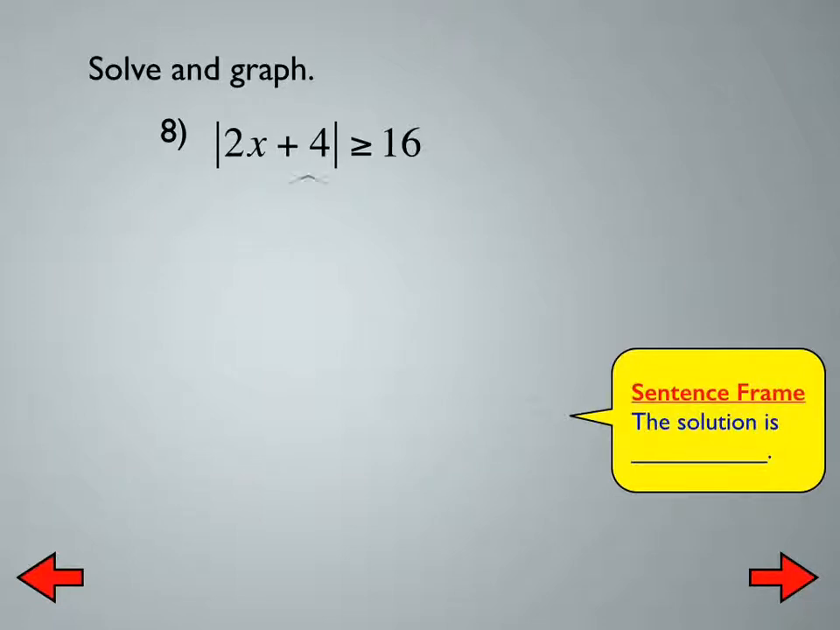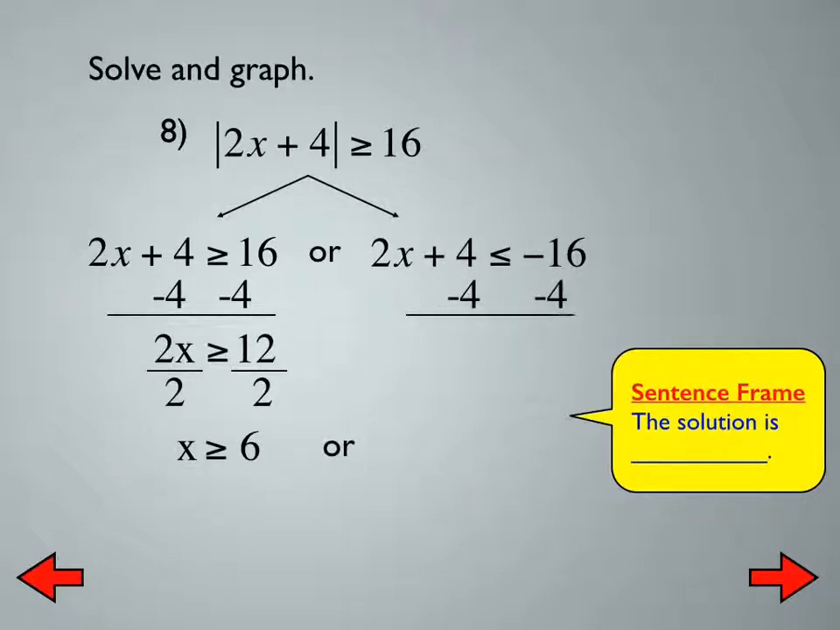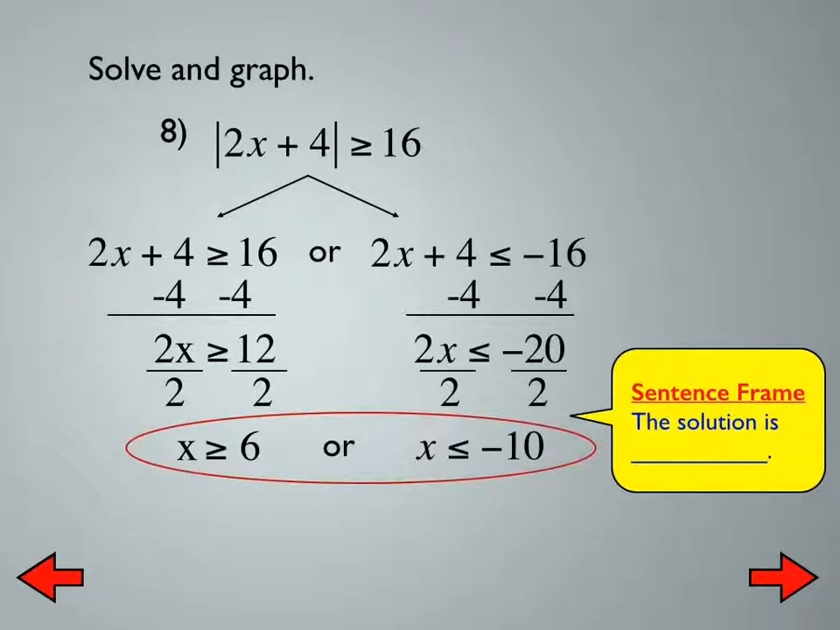In this one, we need to split it up into two inequalities. Greater than or equal to leads to an or statement. We solve both of those like we have hundreds of times. And we end up with x is greater than or equal to 6, or x is less than or equal to negative 10. That's what the solution is. Graph, of course, looks like this.